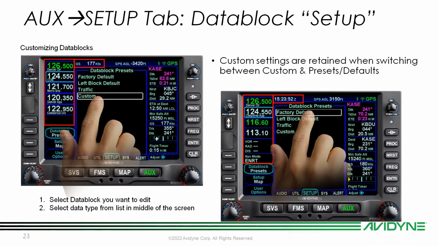Now, a cool feature here is all those custom settings are retained when you're switching between custom presets and defaults. So if you had a custom setup and you wanted to go back to that, go ahead and hit custom, and it'll go back to the latest setting that you have set up for it. So you can still switch to your factory default. It's not going to clear it out. If you go back to custom, you don't have to set everything up again. And we just select which ones that we want to do.